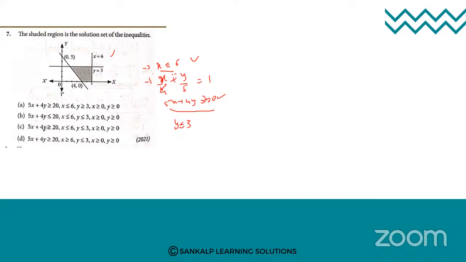are occurring in option C. So option C gives us the right answer. Hope you have understood the solution. Next, question number 8 we will discuss now.